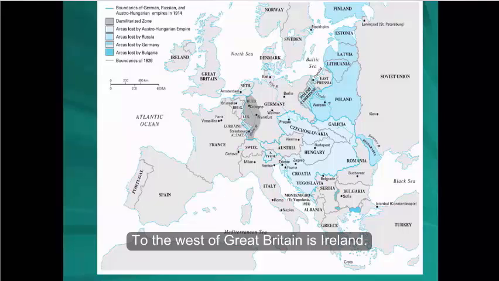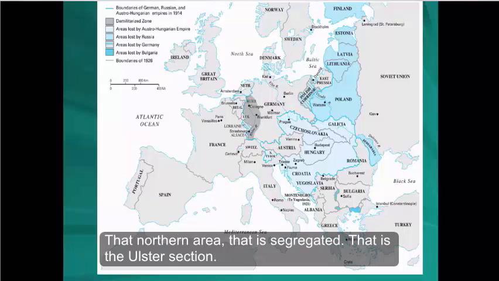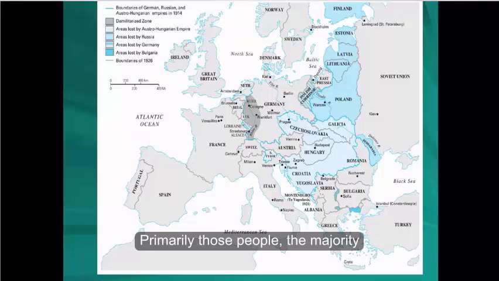To the west of Great Britain is Ireland. Notice the southern part, that was the Catholic area that we're talking about. That northern area that is segregated, that is the Ulster section. Primarily those people, the majority, were Protestant, whereas the southern were Catholic.